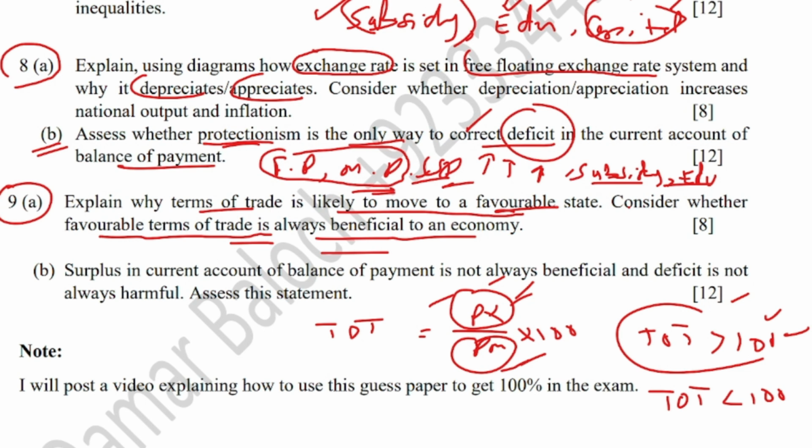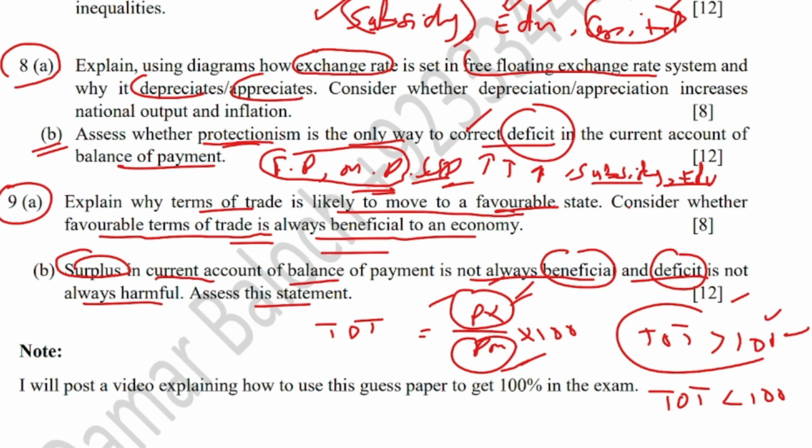And now moving to the next question: a surplus in the current account of the balance of payment is not always beneficial, and a deficit is not always harmful. Assess this statement. Again, you have to tell the examiner what a surplus current account is and what a deficit current account is. You will have to give their definitions, and then say how a surplus can be beneficial to the country and why it cannot be.